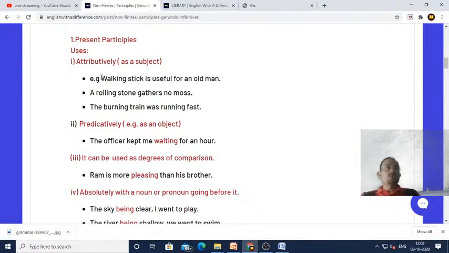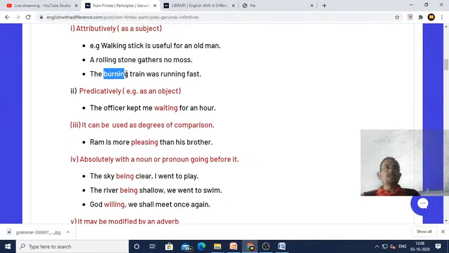So whenever we use an ing word attributively, it becomes a present participle. This is the first rule. A rolling stone gathers no moss. So rolling is used before the noun stone, therefore rolling is used attributively, and whenever an ing word is used attributively, then it is always a present participle. This is the first rule. Next, you see the burning train. So burning is used before the train, therefore burning is used attributively, and as burning is used attributively in the sentence, it is an example of a present participle.